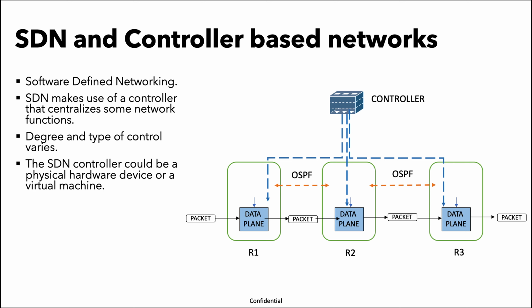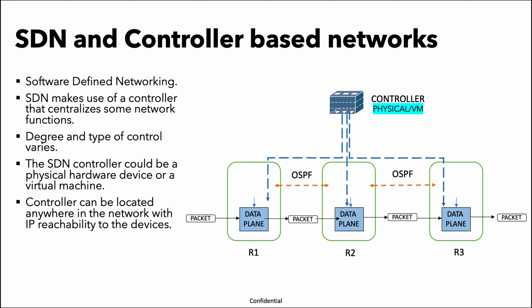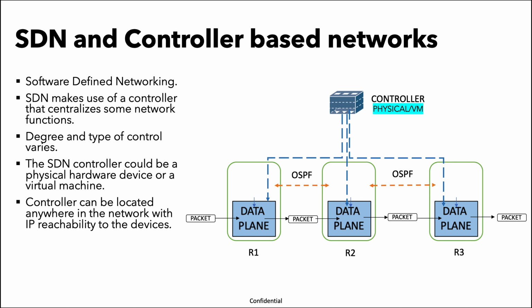So here I have a specific case where I have a centralized controller and a distributed data plane. If you see R1, R2, R3, they have a data plane and the controller is centralized. The SDN controller could be either a physical device or a virtual machine. And the controller can be located anywhere in the network where there is IP reachability to the devices in the network. Each of the network devices still has a data plane. However, note that none of the devices has a control plane.